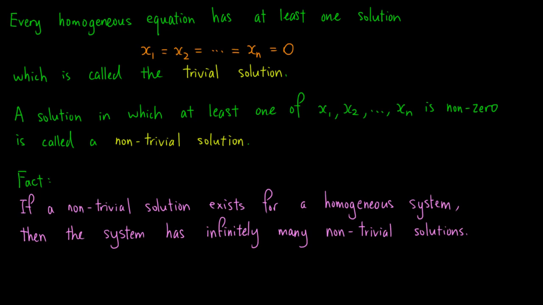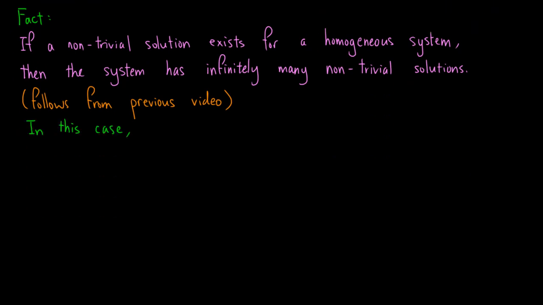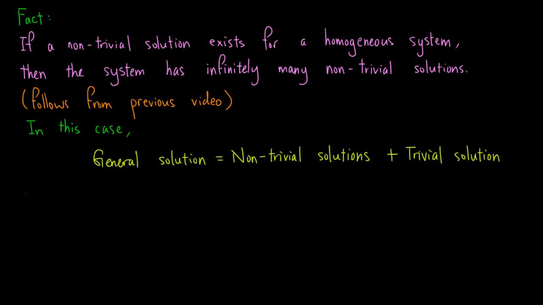If a non-trivial solution exists for a homogeneous system, then there are in fact infinitely many non-trivial solutions for the system. This is true because from the previous video, we know that a system of linear equations has no solution, a unique solution, or infinitely many solutions. Since a homogeneous system always has the trivial solution, the existence of a non-trivial solution implies that there are at least two solutions for the system, so it must have infinitely many solutions. In this case, the general solution consists of the non-trivial solutions plus the trivial solution.